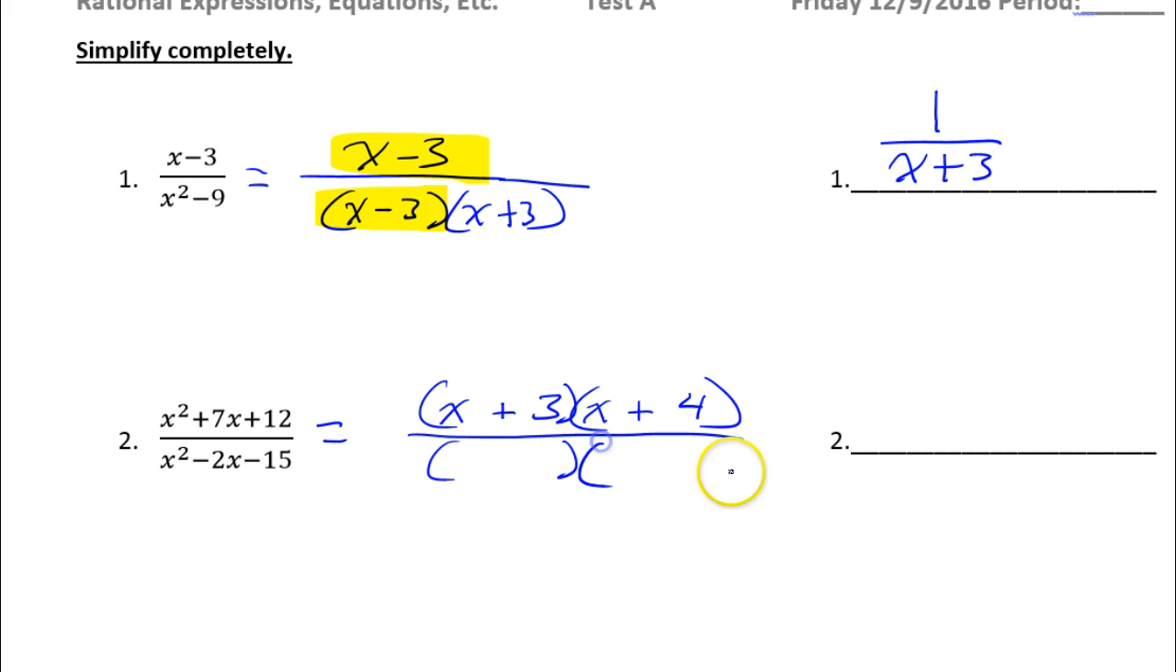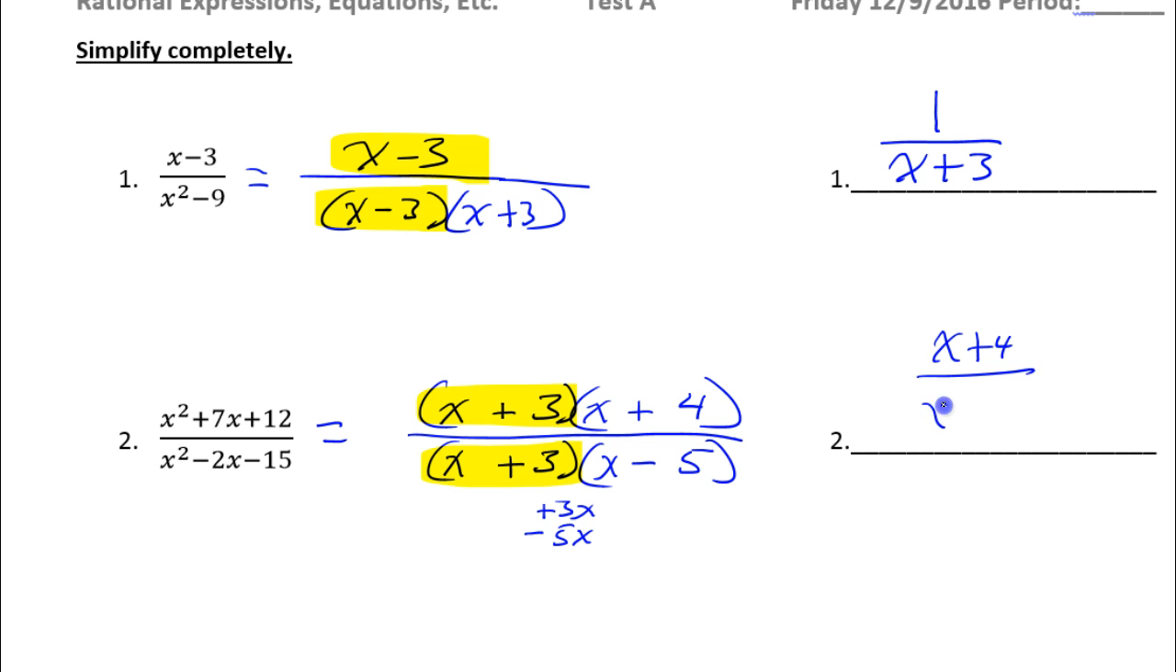Now I'm going to factor the denominator. X squared is x times x. 15, that's probably going to be 3 times 5. Inner plus outer must equal the middle. Inner I have 3x, outer I have 5x. I'm trying to get negative 2, so that'll be a positive 3 and a negative 5. So that's how that factors. Now I'm going to cancel out anything that I can. The x plus 3's will cancel out, and that's it. So the answer is going to be x plus 4 over x minus 5.